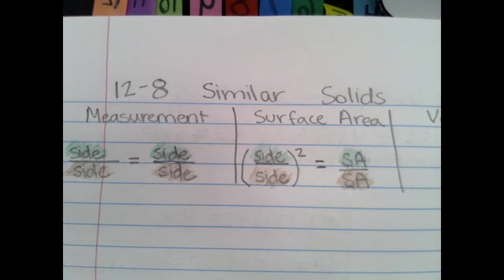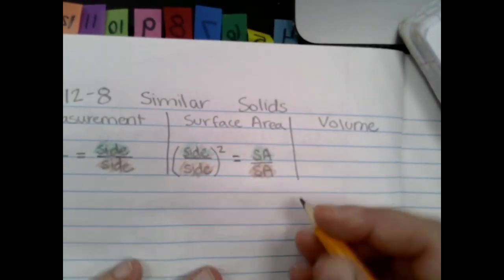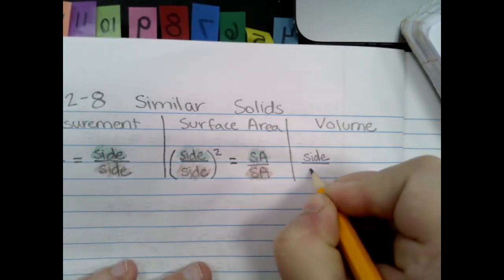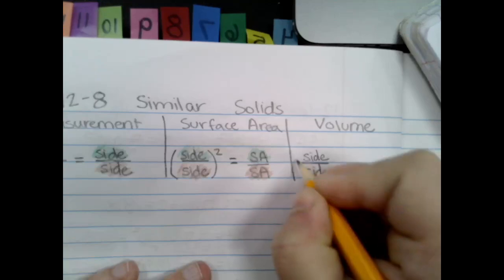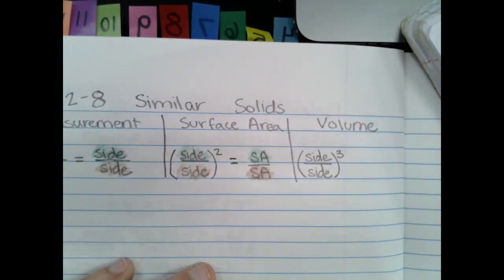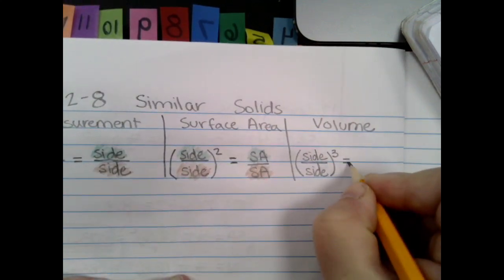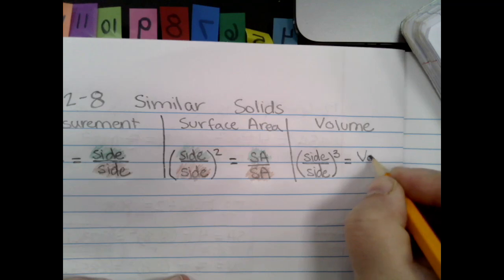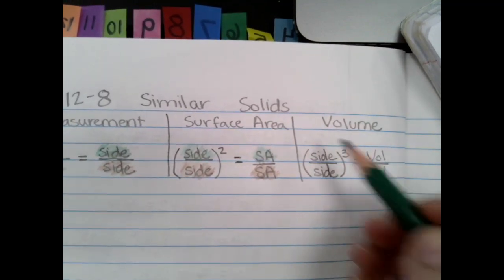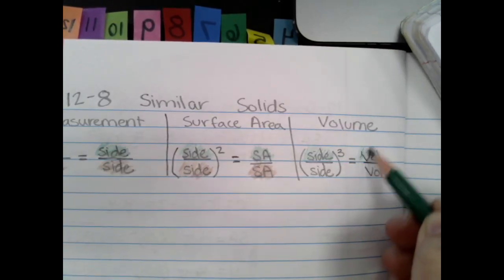Alright, last one we have is volume. National favorite one, my dude. Alright, for volume, we have side over side. But for volume, what power do we think we might take it to? Yep, to the power of 3. How did you know? Because that's volume. Volume is cubic, yep. So side over side equals, and then you could just do V for volume, or if you want to write vol, you could too. Vol and vol. And again, we're matching across.